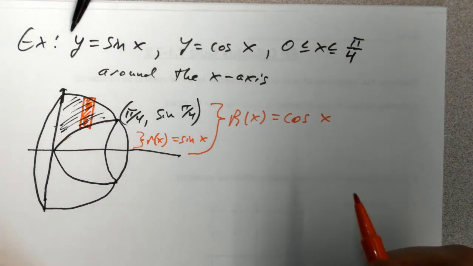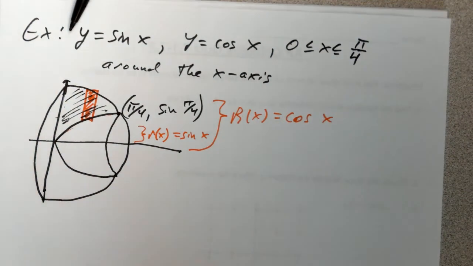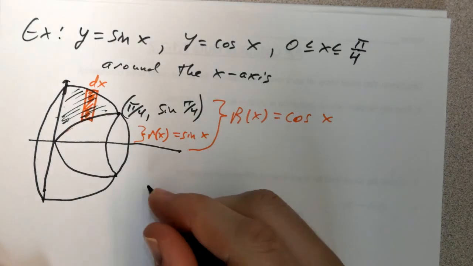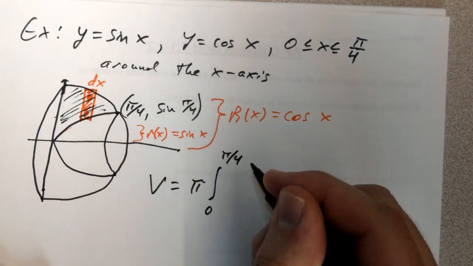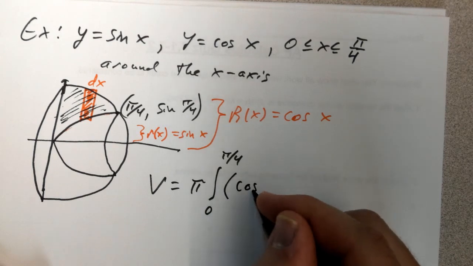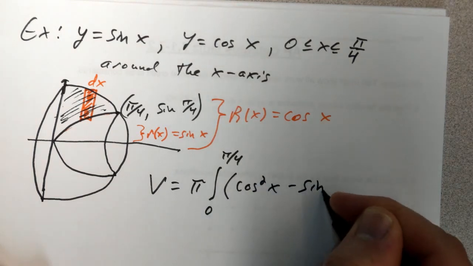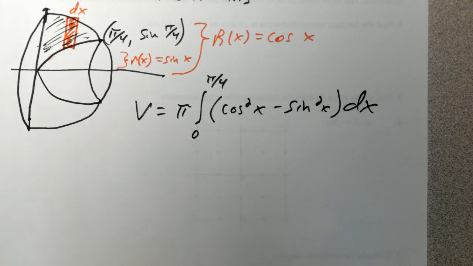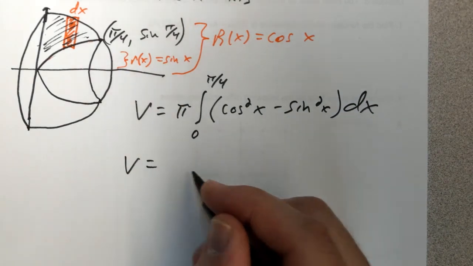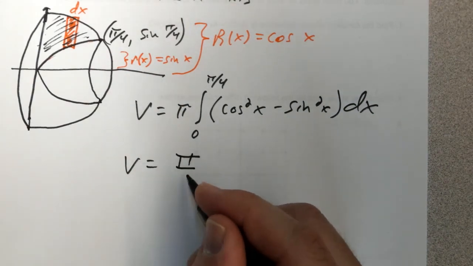And then you can take and find the volume from that. You can also see the thicknesses in terms of x here. So we'll find the volume, which is pi, integral 0 to pi over 4, of cosine squared x minus sine squared x dx. When you do this, you end up with the volume as pi over 2.